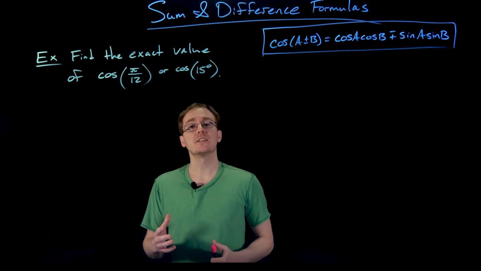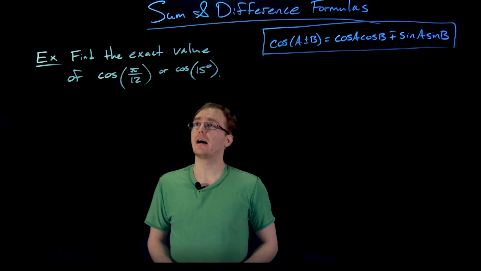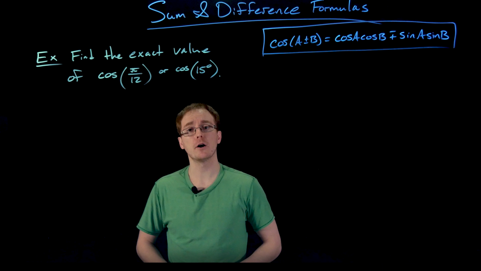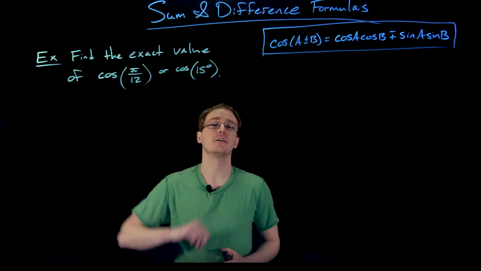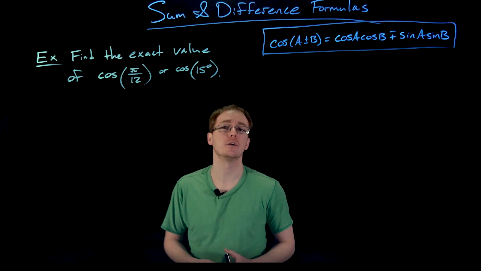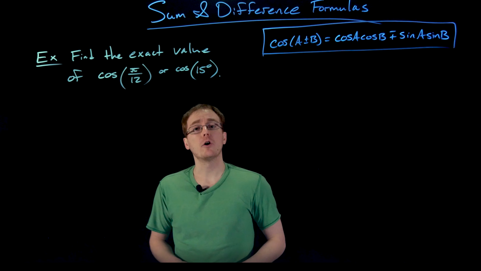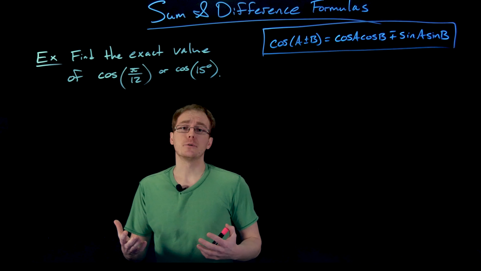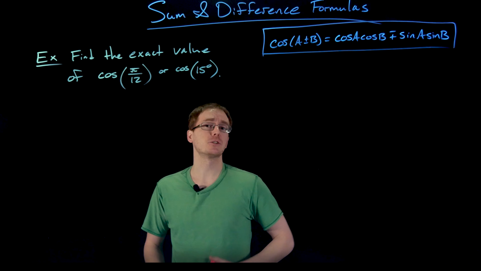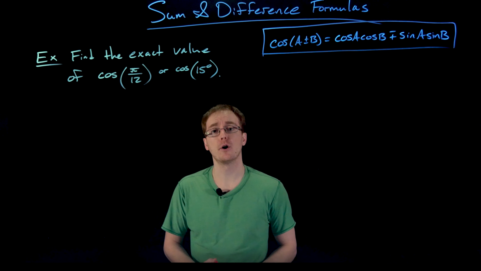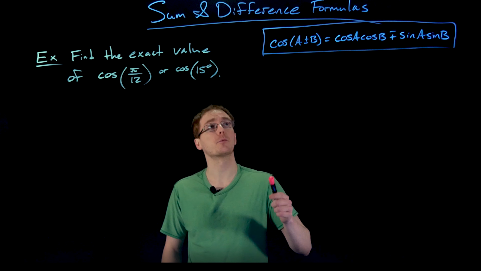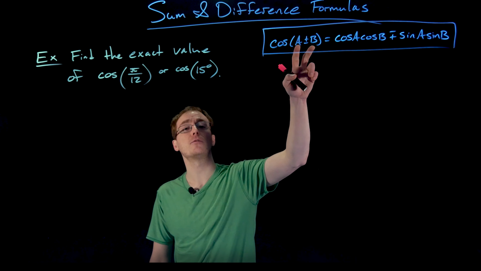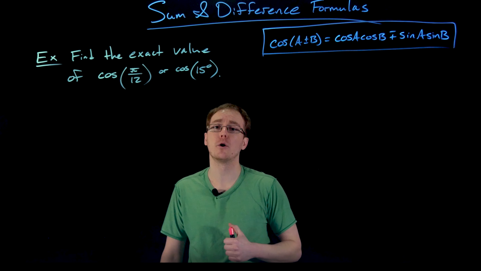Hello everyone. In this example, we are asked to find the exact value of cosine of pi over 12, or in other words, cosine of 15 degrees, depending on which unit we want to work with. So pi over 12 is not one of those known angles on our unit circle, but we can express pi over 12 in terms of those known angles on our unit circle, or in other words, we'll be able to express pi over 12 as a sum or difference of some known angles.